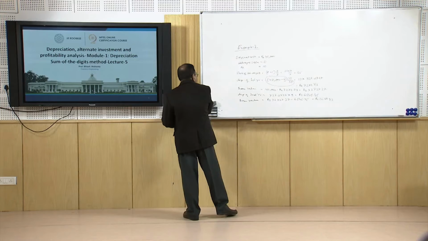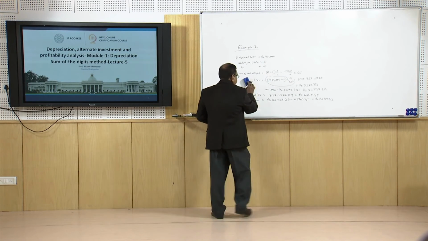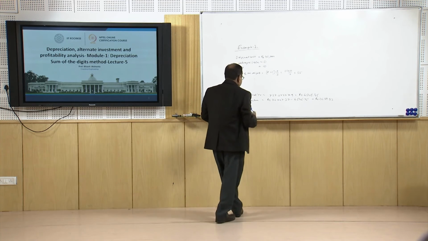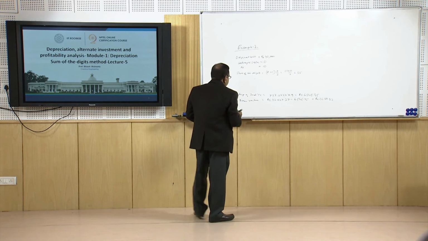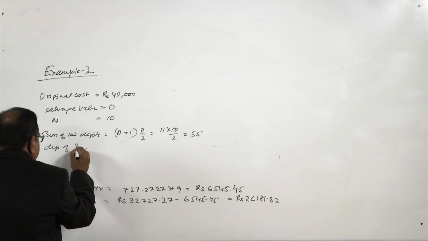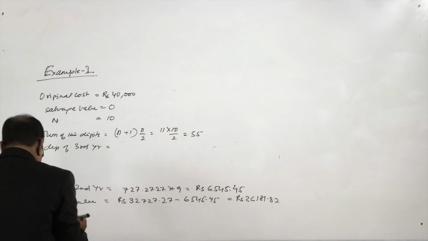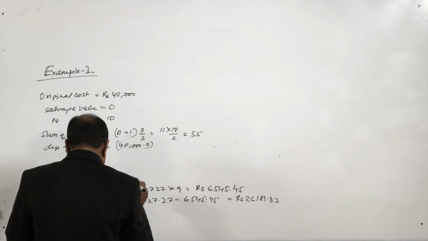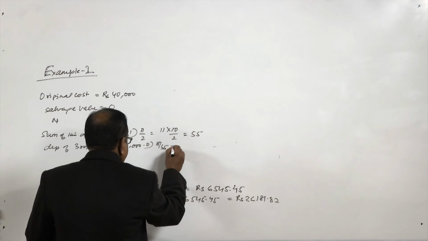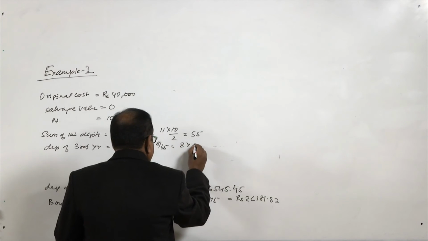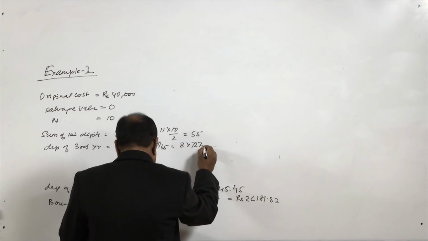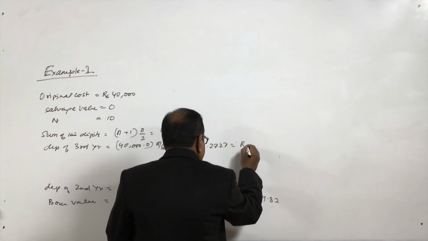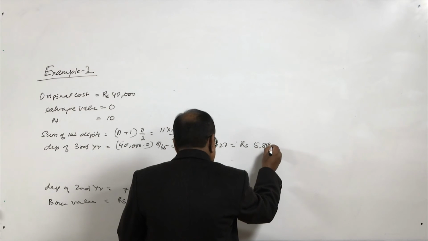Similarly, we can compute the depreciation of third year, which is equal to 40,000 into 8 by 55, that is 8 into 727.2727, which comes out to be rupees 5,818.18.